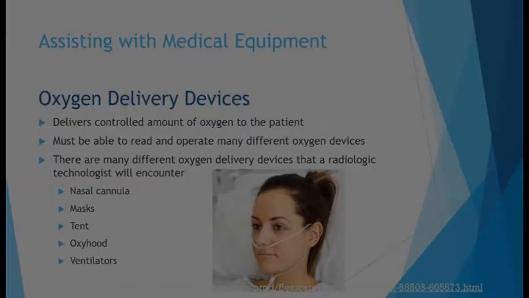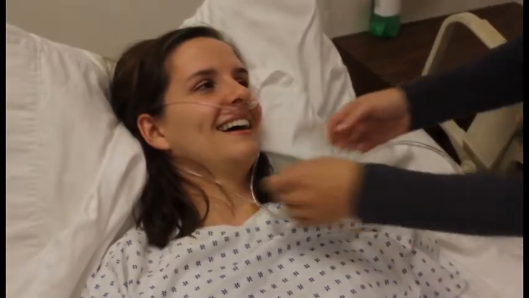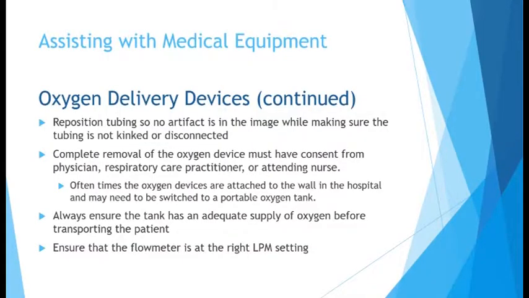Oxygen delivery devices. Delivers a controlled amount of oxygen to a patient. Must be able to read and operate many different oxygen devices. There are different oxygen devices that a radiologic technologist will encounter. Nasal cannula, mask, tent, oxyhood, and ventilators. Repositioning tubing so no artifact is in the image while making sure the tubing is not kinked or disconnected. Complete removal of the oxygen device must have consent from a physician, respiratory care practitioner, or attending nurse.